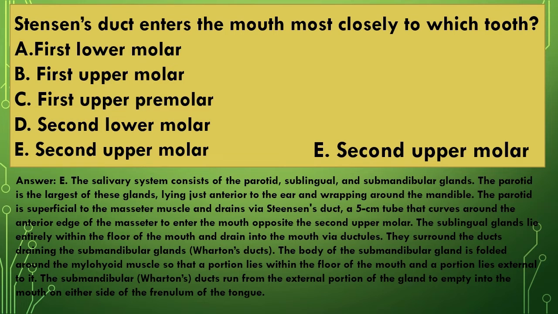The sublingual glands lie entirely within the floor of the mouth and drain into the mouth via ductules. They surround the ducts draining the submandibular glands, Wharton's ducts. The body of the submandibular gland is folded around the mylohyoid muscle so that a portion lies within the floor of the mouth and a portion lies external to it. The submandibular, Wharton's, ducts run from the external portion of the gland to empty into the mouth on either side of the frenulum of the tongue.